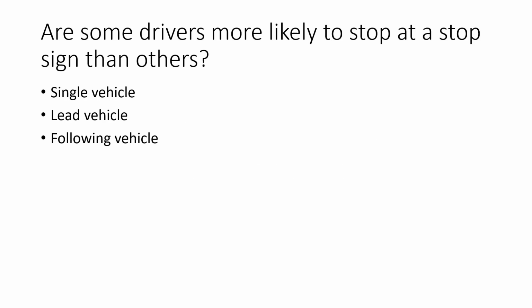Let's investigate this research question. Are some drivers more likely to stop at a stop sign than others? Researchers observed cars approaching an intersection with a stop sign. And for each car, they observed whether it came to a complete stop or not, and whether it was a single vehicle approaching the intersection alone, a lead vehicle approaching the intersection with another car behind it, or a following vehicle approaching the intersection with a different car ahead of it.